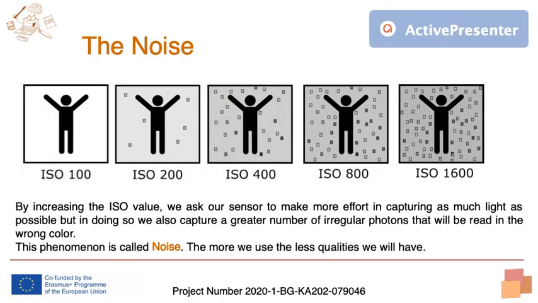By increasing the ISO value, we ask our sensor to make more effort in capturing as much light as possible, but in doing so we also capture a greater number of irregular photons that will be read in the wrong color. This phenomenon is called noise. The more we increase the ISO, the less quality we will have.